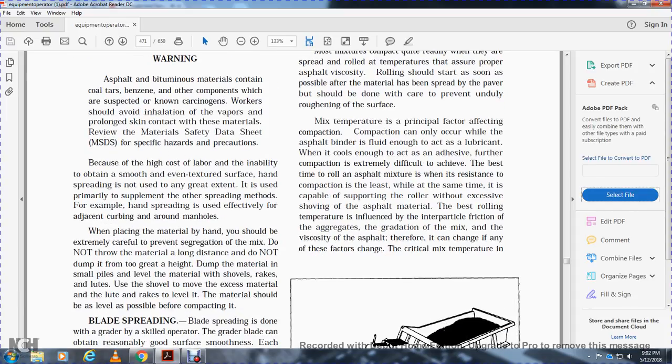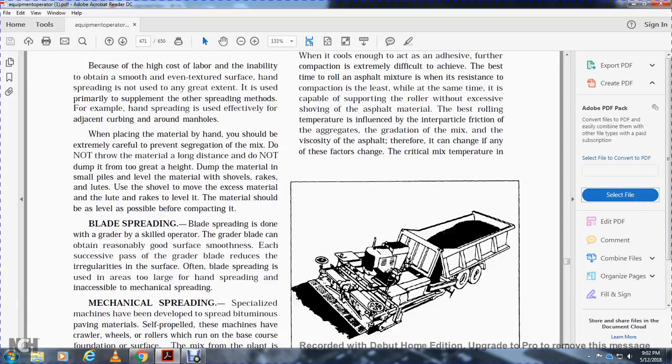Because of the high cost of labor and the inability to obtain a smooth and even surface, hand spreading is not used to a great extent, but is used as a supplement to other spreading methods. For example, hand spreading is used effectively for adjacent curbs and around manholes. When placing material by hand, you should be careful to prevent segregation of the mix and do not throw the material a long distance. Do not dump it onto the grade from a height. Dump the material in small piles, and level the material with shovels, rakes, and lutes. Use the shovel to move the excess material, and lutes and rakes to level it. Material should be as level as possible before compacting it.